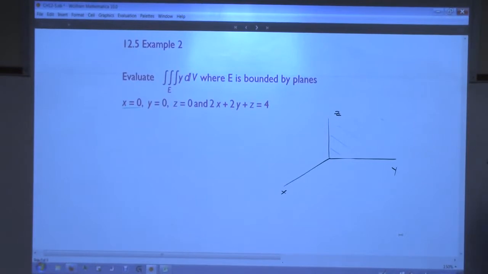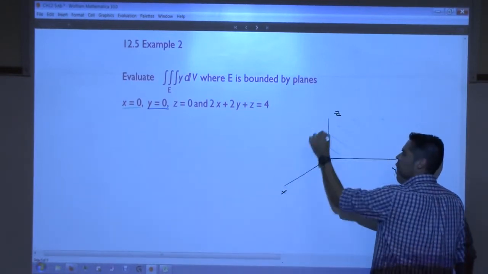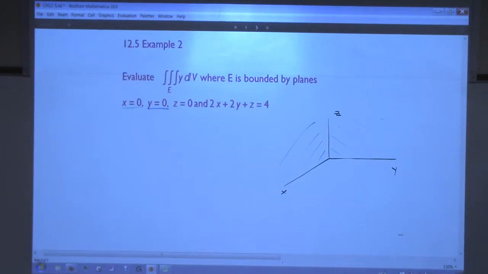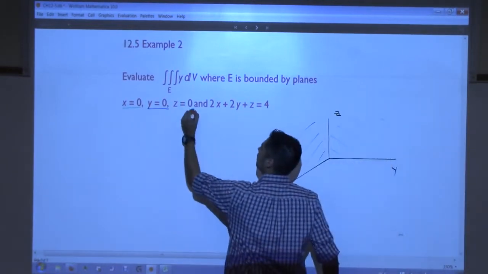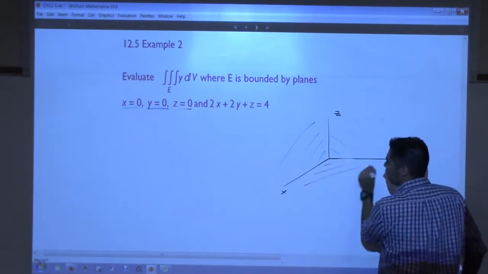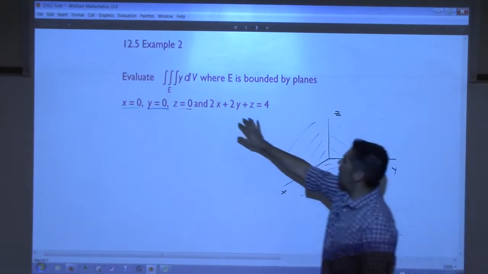Then Y is 0, XZ plane, which is this wall over here. Kind of closing off the first octant here, aren't I? And then Z equals 0, which is the ground. And then the plane 2x plus 2y plus z equals 4. How should I draw that here? What would be the easiest way to draw that plane? Solve for z, like just move everything around and solve for z?